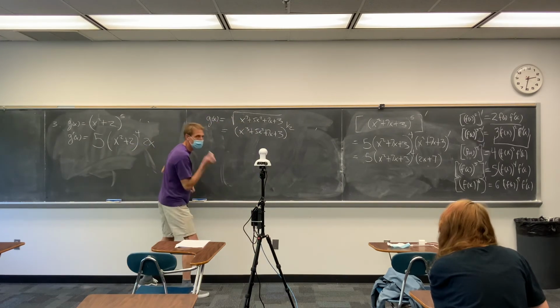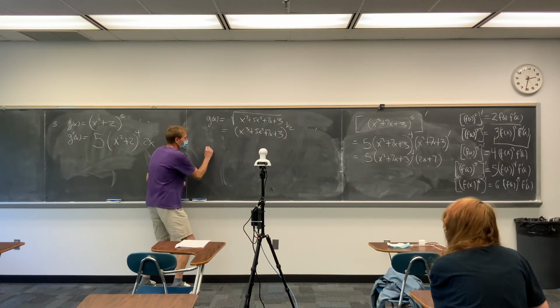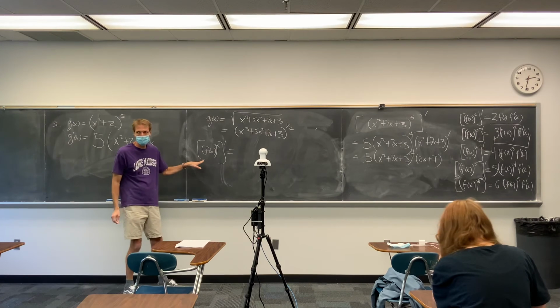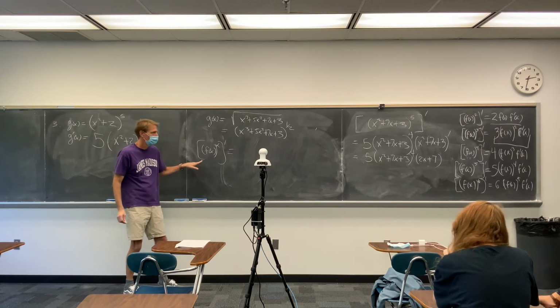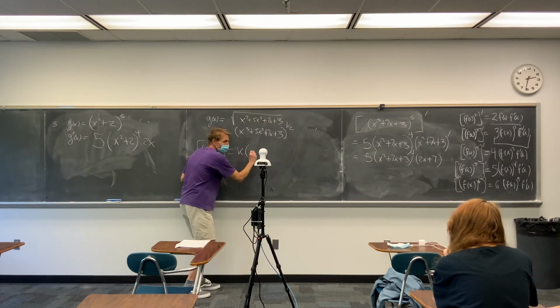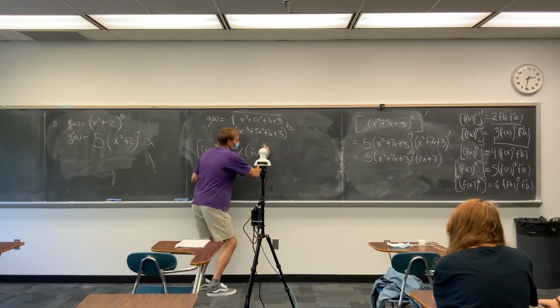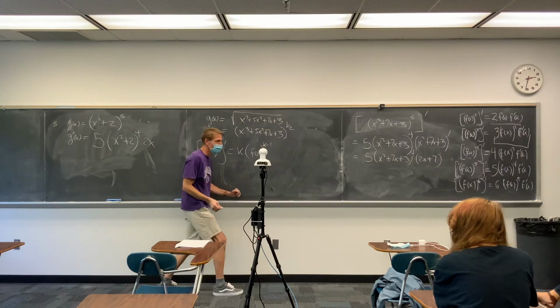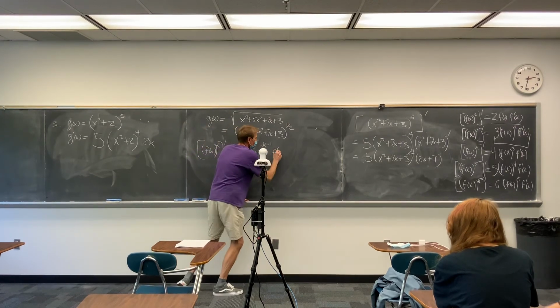So let's write that down again. Let's write down our rule. Let's see if you guys can remember it. I erased it. What's our rule for the derivative of f of x to the k? What is our rule, guys? k times f of x to the k minus 1. Now are we done? No. The chain rule: times f prime of x.